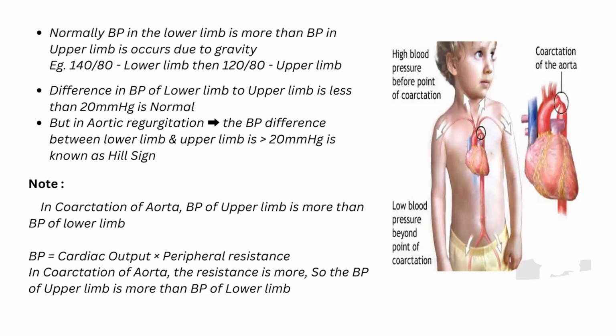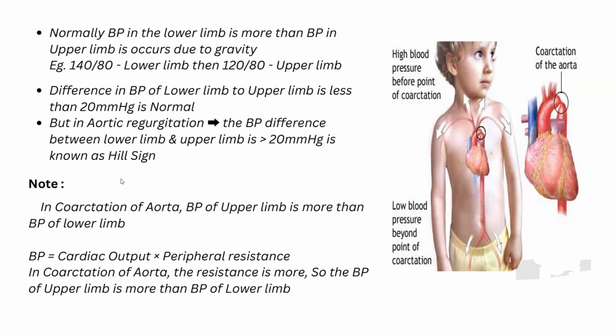In coarctation of aorta, the blood pressure of the upper limb is more than the blood pressure of the lower limb. Okay, I repeat myself. In coarctation of aorta, the blood pressure of the upper limb is more. Normally blood pressure of the lower limb is more than the upper limb, but in coarctation of aorta, the blood pressure of the upper limb is more than the blood pressure of the lower limb.